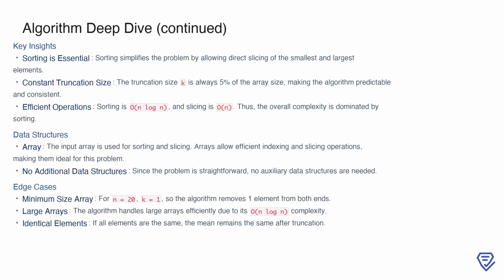There are several key insights to note about this algorithm. First, sorting is an essential step because it simplifies the truncation process by allowing direct slicing of the smallest and largest elements. Second, the truncation size, k, is always 5% of the array size, making the algorithm predictable and easy to implement. Third, in terms of performance, the sorting step has a complexity of O(n log n), and the slicing and mean calculation are O(n), so the overall efficiency is dominated by the sorting step. Now, regarding data structures, the input array itself is sufficient for this algorithm.